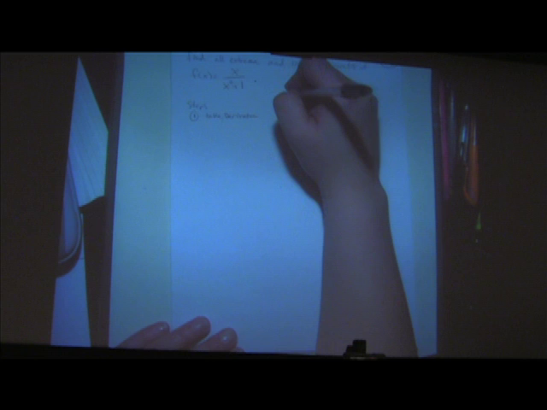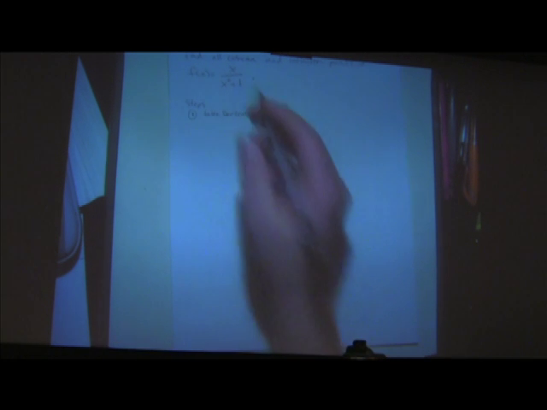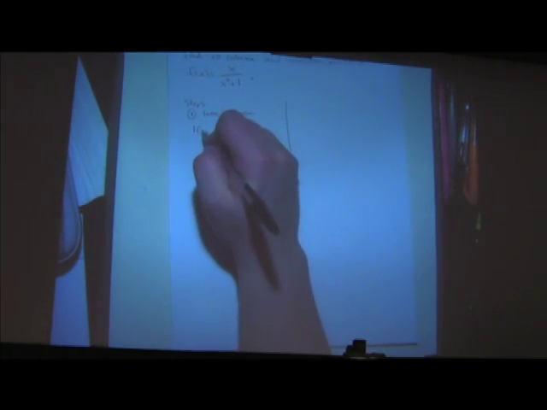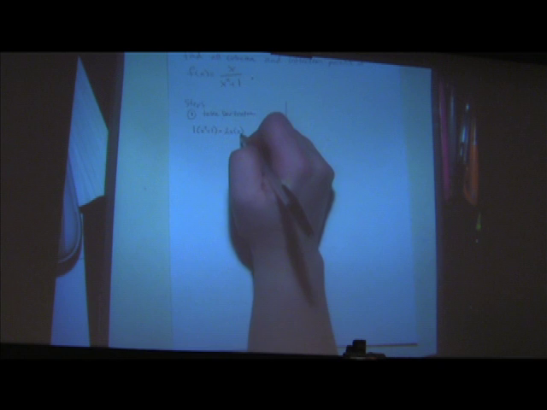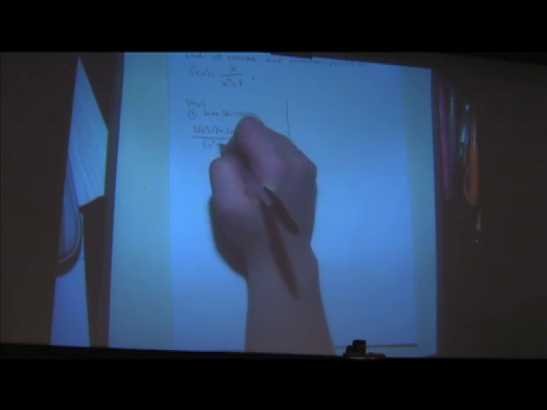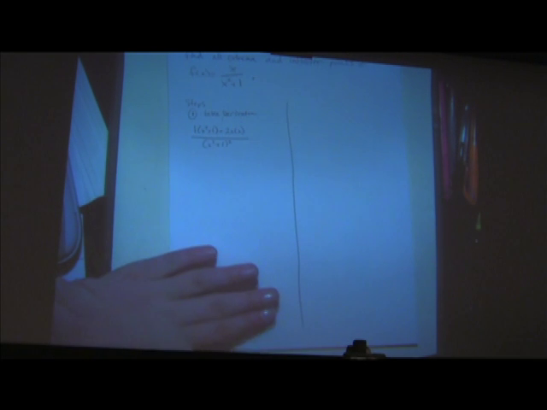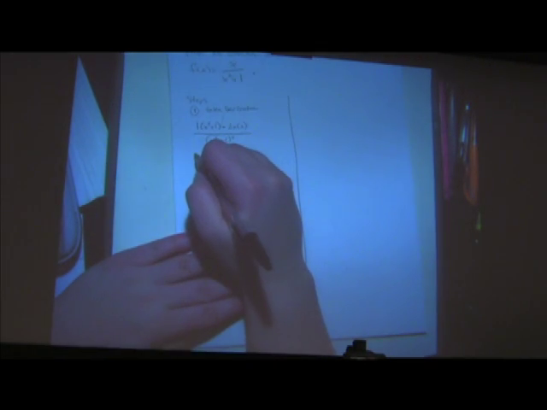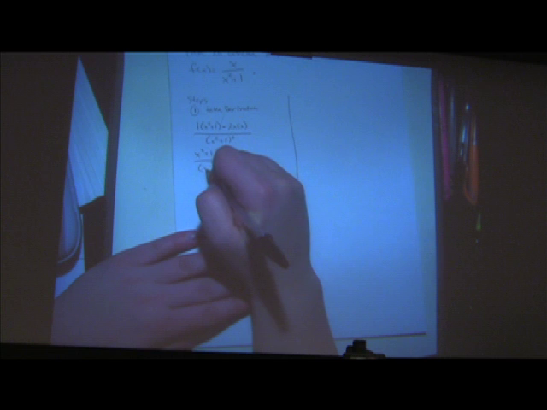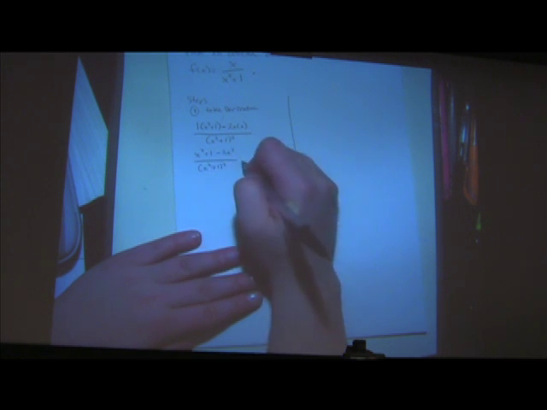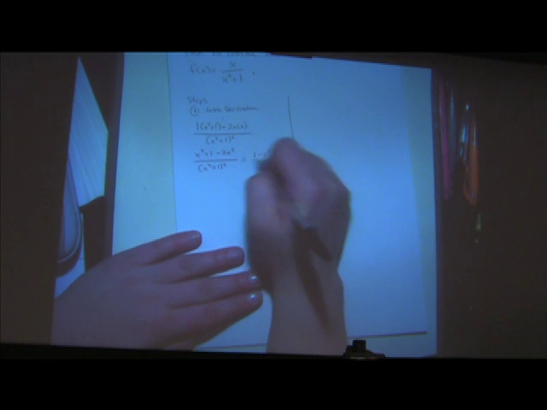I'm going to do this in columns because I think we're going to need columns. I'm going to divide our paper. Okay, so we've got the derivative of the top times the bottom minus the derivative of the bottom times the top, all over the bottom squared. I'm going to simplify this: x squared plus 1 minus 2x squared over x squared plus 1 squared, which would be 1 minus x squared over x squared plus 1 squared.